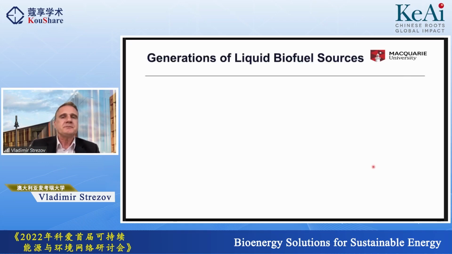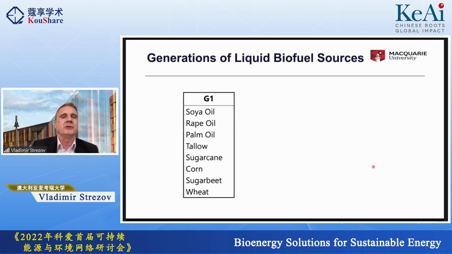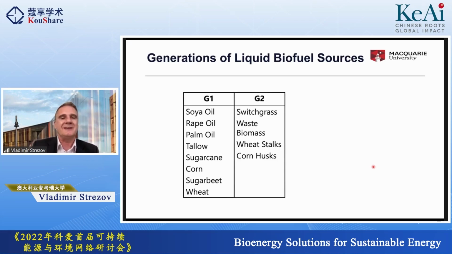If we look at the liquid products from biomass, the first generation of biofuel production mostly uses what can be edible, such as converting cooking oils to biodiesel, and sugarcane, corn, sugar beet, as well as wheat, to ethanol. Tallow is the only non-edible, or let's say residue, in this case.